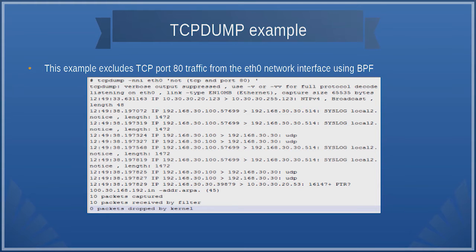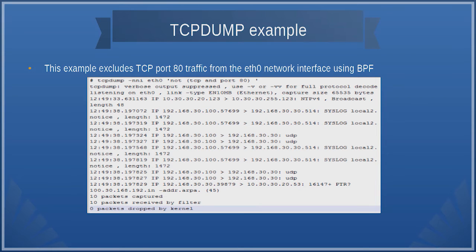So, let us take an example of how to use TCPDUMP. The following example on the slide tells you how to capture data packets on eth0, the Ethernet interface, and it says you need to capture TCP and port 80 and not of this. So, what does it mean? I do not want TCP packets that go to port 80, but I want other packets.